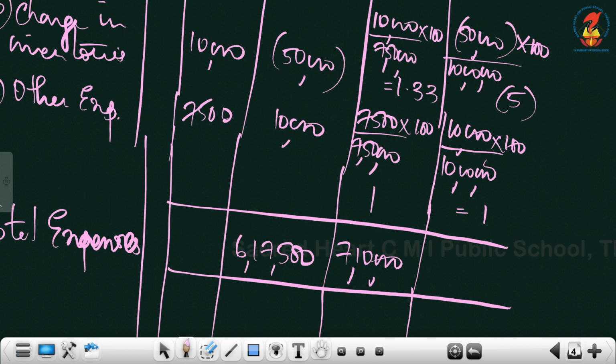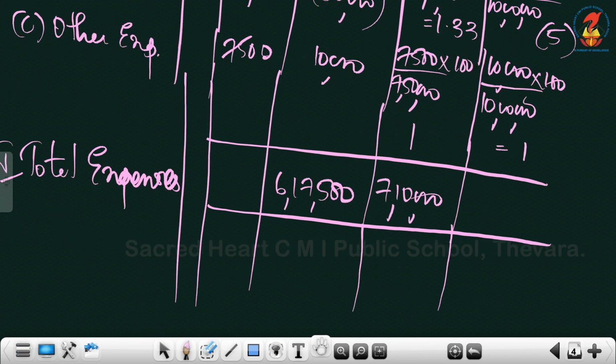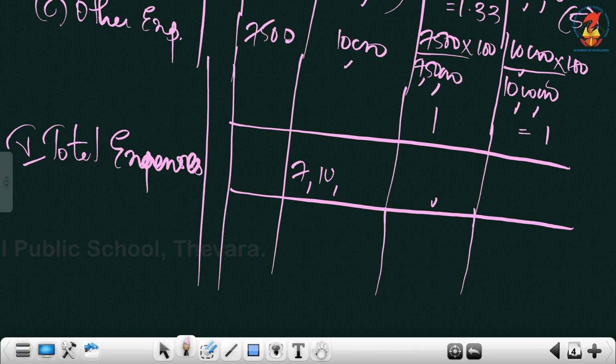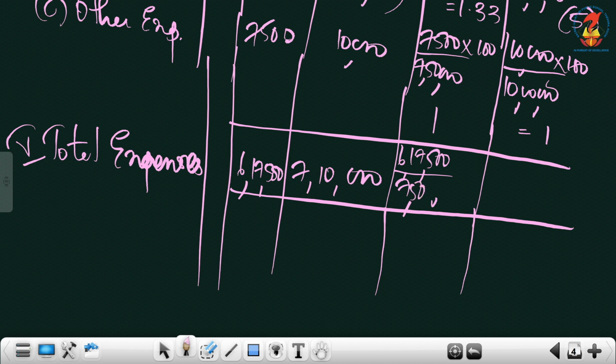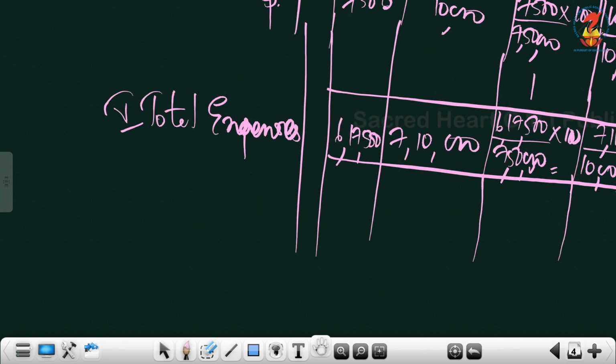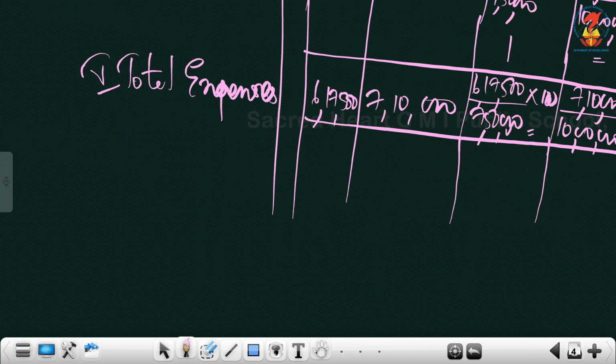That is the columns. 6,17,500. Now the percentage will be 6,17,500 divided by 7,50,000 into 100. Similarly, here it will be 7,10,000 by 10 lakhs into 100. Write the percentages. Then now we have to compute the profit before tax, that is the sixth section, profit before tax.